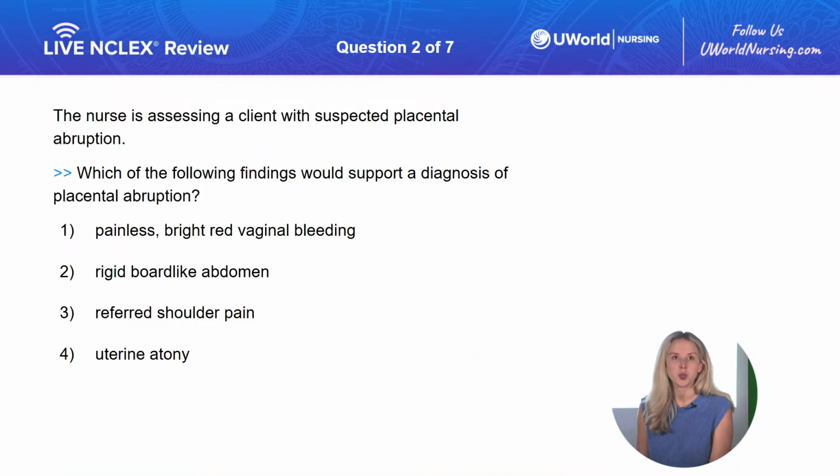Alrighty, question 2. The nurse is assessing a client with suspected placental abruption. Which of the following findings would support a diagnosis of placental abruption? Is it painless bright red vaginal bleeding, a rigid board-like abdomen, referred shoulder pain, or uterine atony? Drop those answers in the chat.